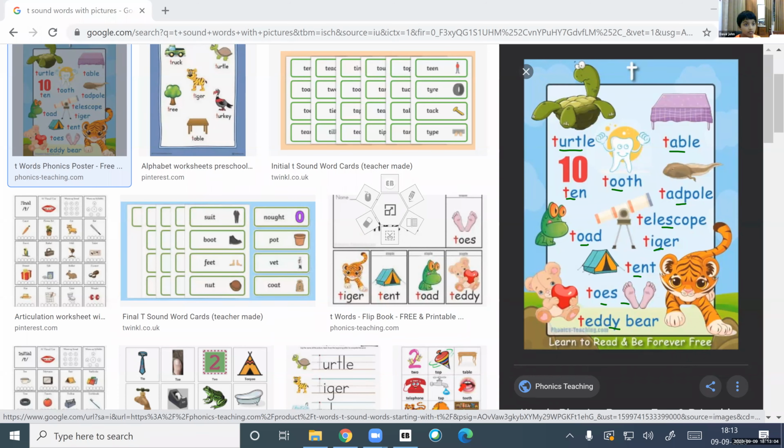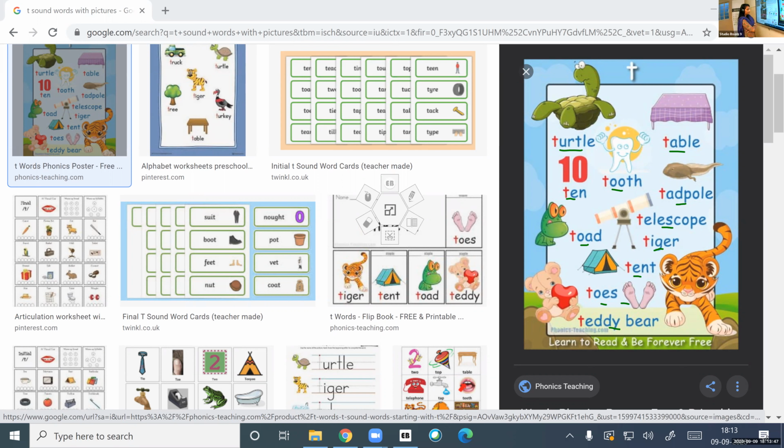Which one? Two. Okay. Two. Okay. Yes. Next one. Ten. Two. Okay. Ten. Okay. Tooth. Paper. Pad. Tadpole. Telescope. Tiger. Ten. Tiger. Rahul, your ch sound is entirely wrong. Say like this. Ch. Tiger. Ch. Tiger. Okay. Next one.